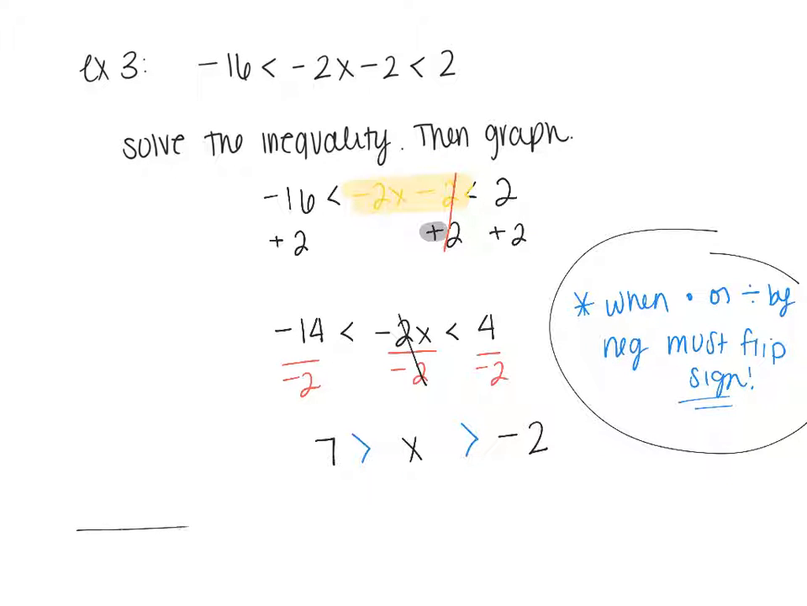So then my last thing is to graph it. Well, x is stuck between 7 and negative 2, so that's how it's going to look on my graph. I have negative 2, I have 7. Well, 7 has a greater than next to it, so it's going to be a parenthesis. Negative 2 has a greater than next to it, so it's going to be a parenthesis, and then I'm going to shade in the middle.